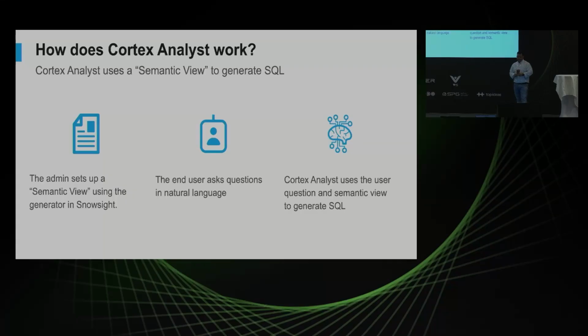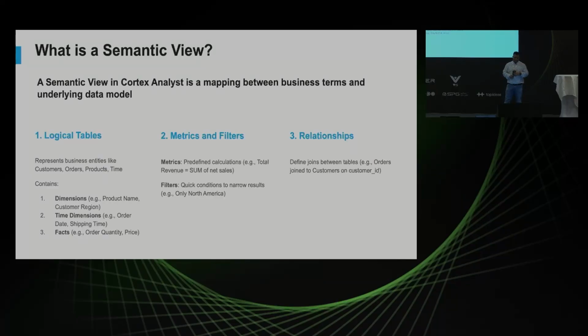So in terms of how the analyst works, we set up the semantic view. The admins in Snowflake, in our case the data platform engineering team, build the semantic view using the Snowsight-provided semantic model generator, which comes through the UI. Earlier, when they launched it, it was done mostly as a manual task where we were using an external application to generate the semantic model for the table. The end user asks questions in natural language, and Cortex Analyst uses the question and the semantic view together to generate the SQL.